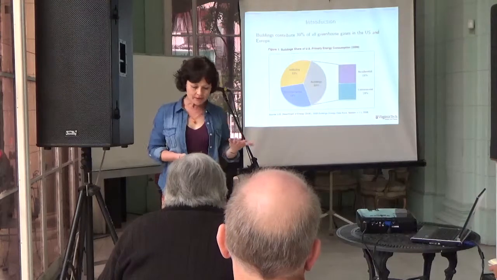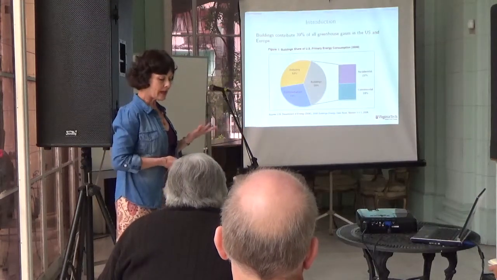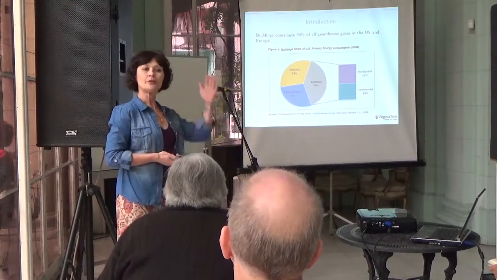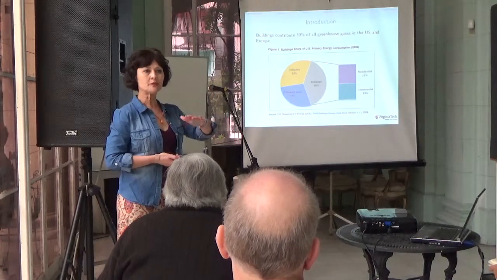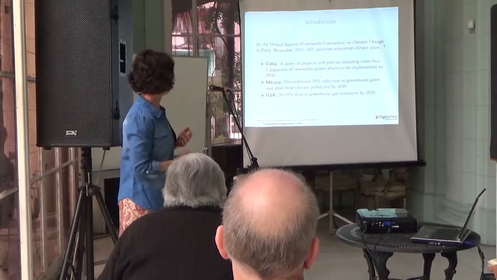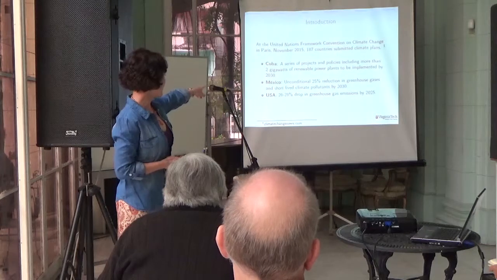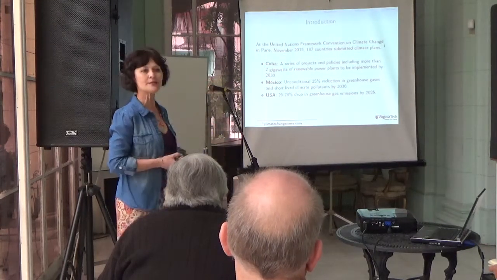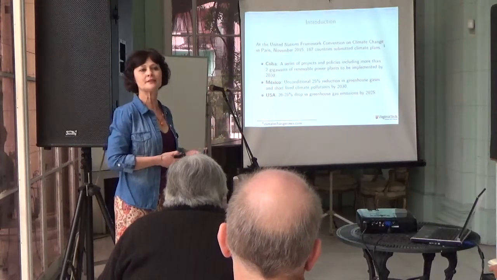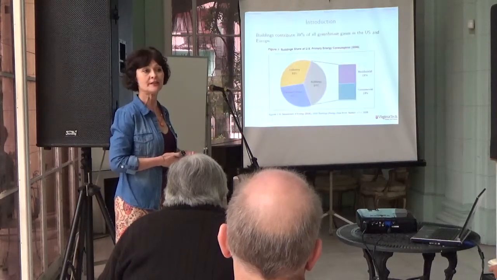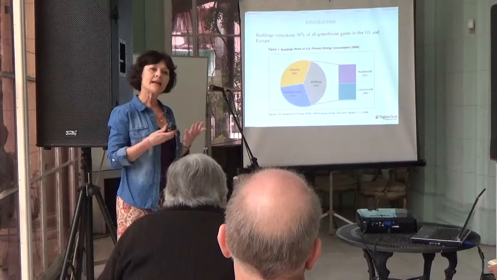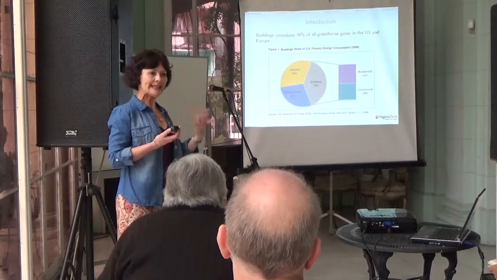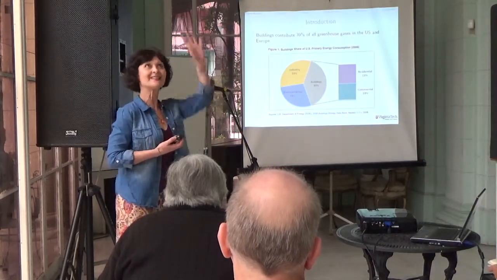So there are huge incentives to look at how we design buildings to reduce the energy that is being consumed. And in the previous slide, this commitment to reduce greenhouse gas emissions by 26 to 28%, a large part of that is the reduction of the energy that buildings use. And that has mainly to do with heating and cooling and light systems.